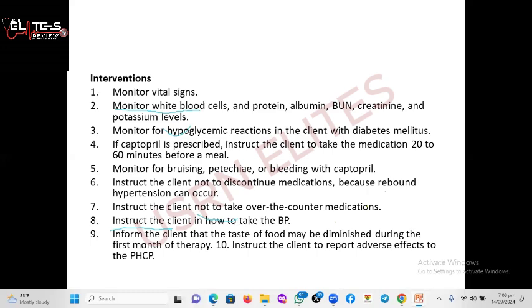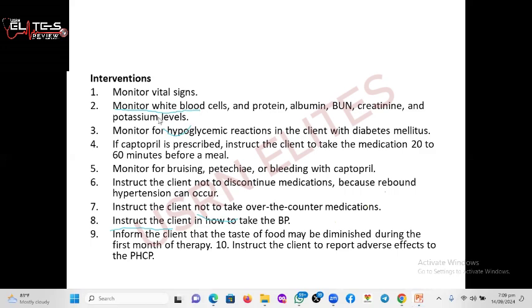And then over-the-counter medications, clients need to avoid them as well. I believe we all know. Then there could be some form of bleeding related with what we call captopril. So for people who are taking captopril, they stand at chances of bleeding, or they could present with signs of bleeding, like bruising, petechia. So if it happens, you need to inform the healthcare provider on that. Then you instruct them to report any side effects that could develop as well too.